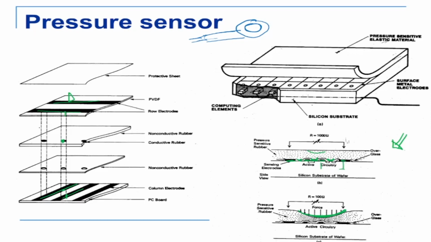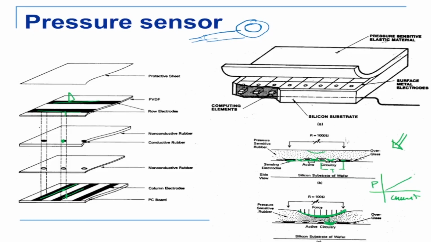It will start conducting. That means current will start flowing through them. Now, depending on the amount of pressure that has been applied and how much of this conducting rubber has gone in between these two electrodes, that much current is going to pass through. So the more pressure you apply, the more of this material will get in between those two electrodes, and more current is going to flow. So we have some kind of calibration between the pressure and the current that is flowing in the conductors, which can be a straight line.